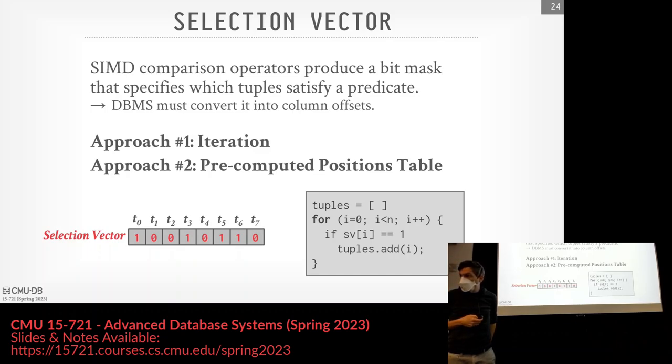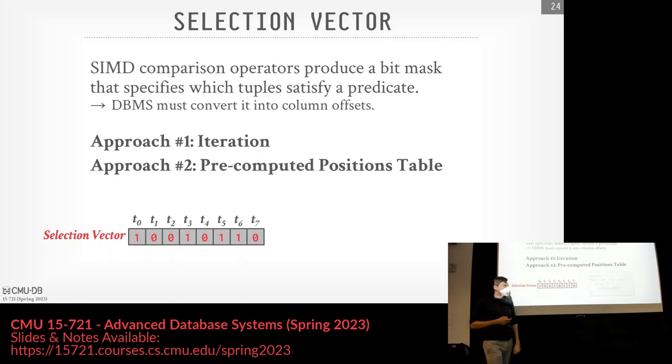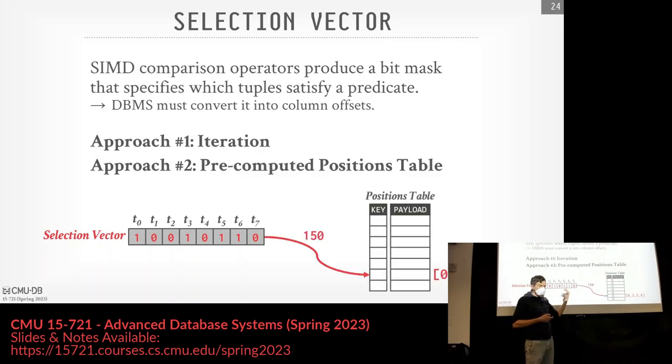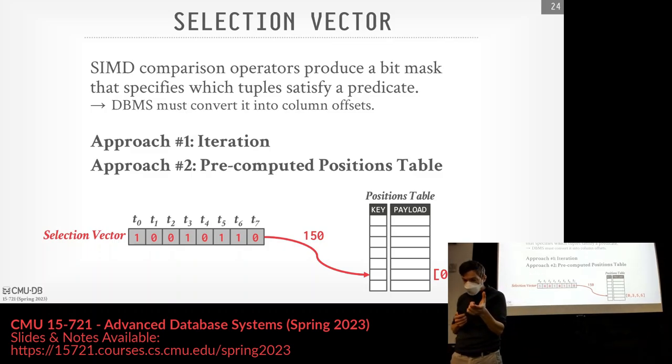But that's already in the register, right? But I gotta go examine the bits. There isn't an instruction that says convert these bits into the integers. So you just pre-compute this little small table, and this is way faster. Right? All right. Okay, so this is the horizontal representation.